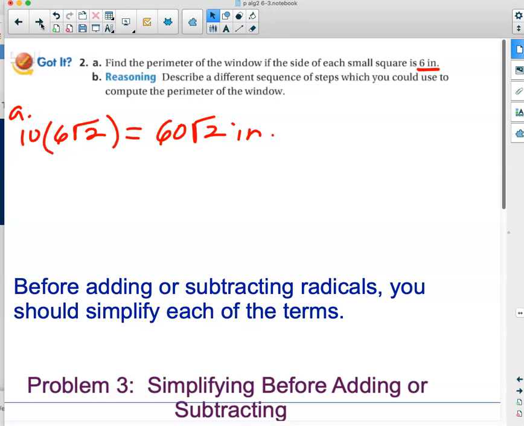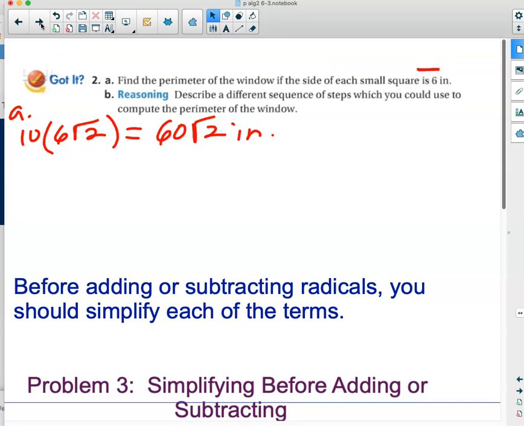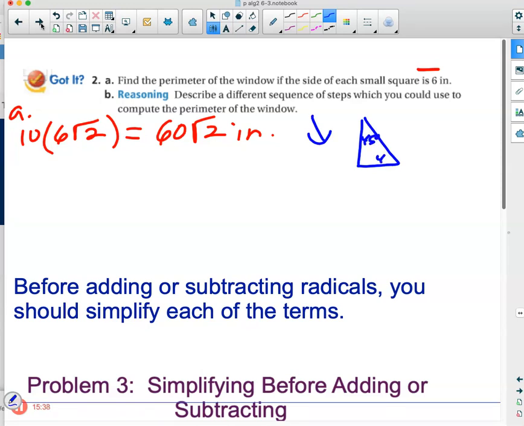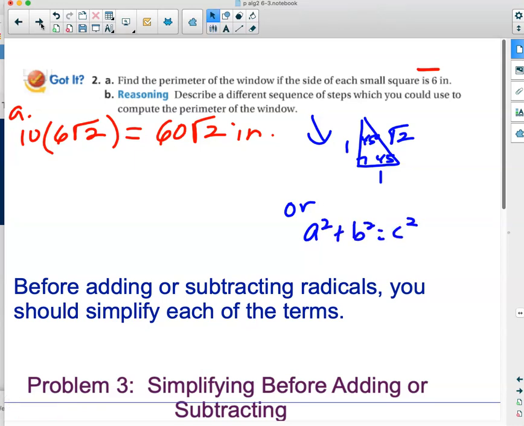Oh, I suppose I should write this down so everybody will have this in their notes. My blue marker. There it goes. It's got some issues. So two ways: 45, 45, 90: 1, 1, square root of 2 times whatever you have for side length, or a squared plus b squared equals c squared. I don't think it likes that I covered up the green, but green didn't show up for your Google Meet, so I covered that up. So before we try and add and subtract the radicals, we have to simplify those.